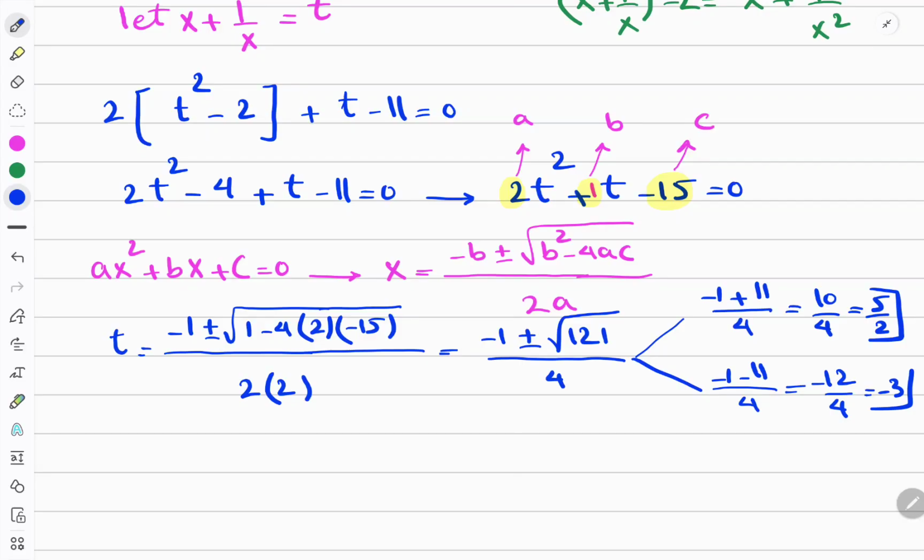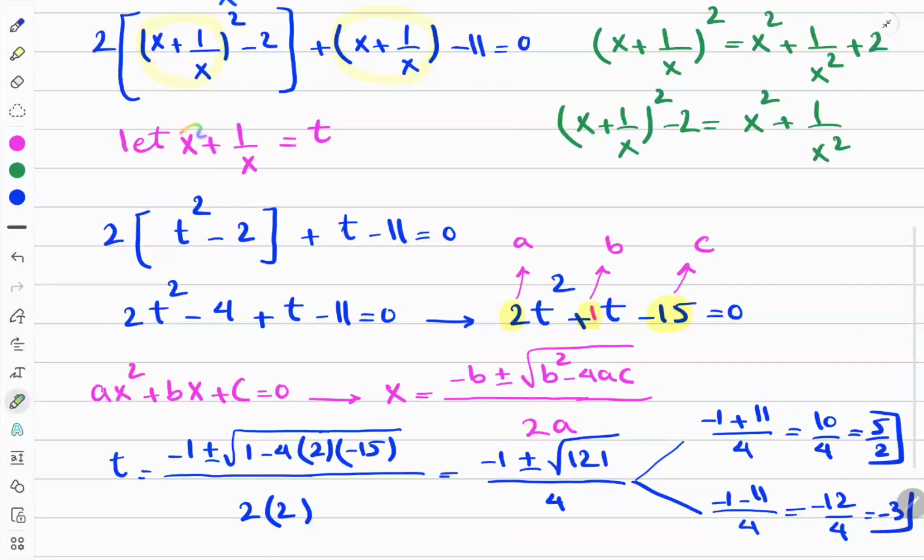Okay, these two answers are for the value of t, but we know that x plus 1 over x is t. So we need to continue this.